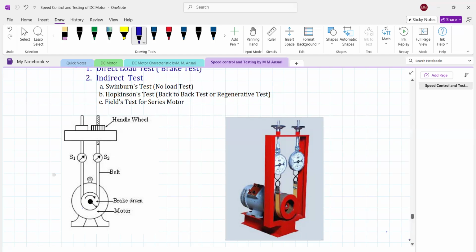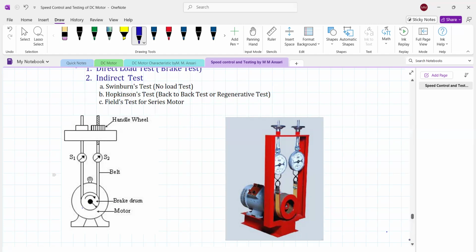So the force in kg multiplied by the radius becomes a torque. So in this way, it is possible to find out the torque, and from the torque, it is possible to find out the mechanical output of the motor.